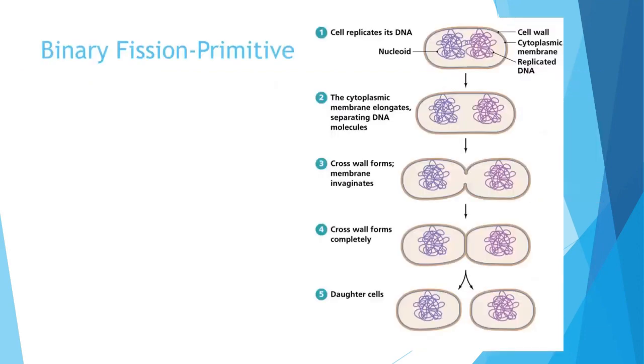Now, talking about binary fission. Binary fission occurs in primitive organisms. So yes, it is a very primitive way of division of bacterial cells. The cell replicates its DNA, and the cytoplasmic membrane elongates, separating the DNA molecules. Then a cross wall forms between the membranes, and through the complete formation of the cell wall, it forms daughter cells. Here you have two new bacteria, and again the process goes on. So this is a very primitive method of the organism to divide.